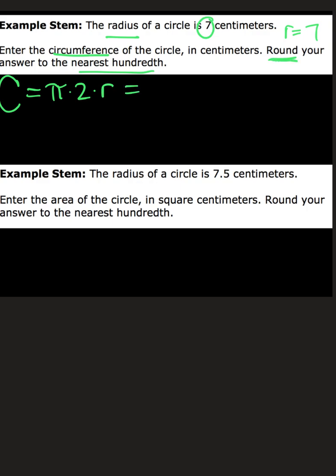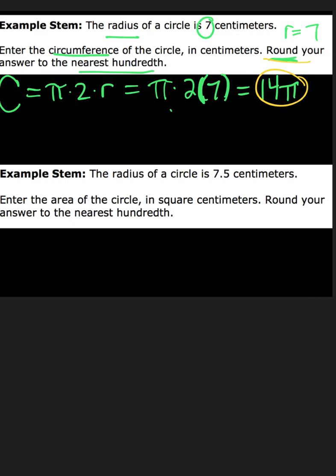And it tells us I have to round, which means I need to use 3.14 in my answer. I'm not going to leave it in terms of pi. So I'm going to start replacing what I know. Circumference is equal to pi times 2 times, in this case, 7, because that's my r. Okay? And 2 times 7 is 14 times pi, of course. And this first part here, that is what we call in terms of pi. Pi is in my answer, and that is an exact answer.